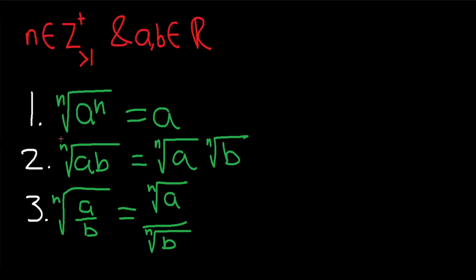And for the second property, if we have the nth root of a times b, then we can write that as the nth root of a multiplied by the nth root of b. Now for our third property, if we have the nth root of a over b, then we can rewrite that as the nth root of a over the nth root of b. And so our quotient and product rules are very similar.